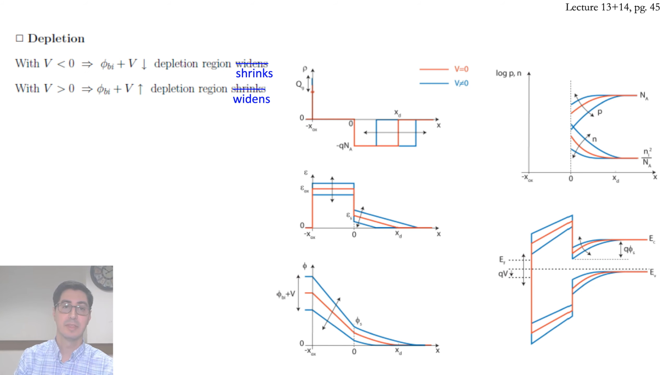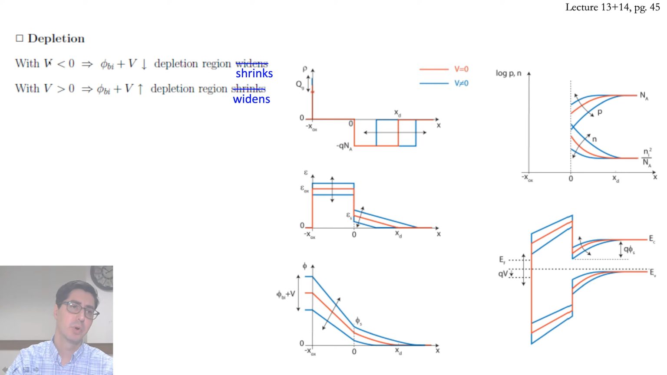Okay, so let's talk about these different regimes using our favorite plots where we do rho, the net volume charge density, E here, which represents the electric field, phi, which is the electrostatic potential, and logarithmic plots of my electron and hole concentrations, and finally my energy band diagram.